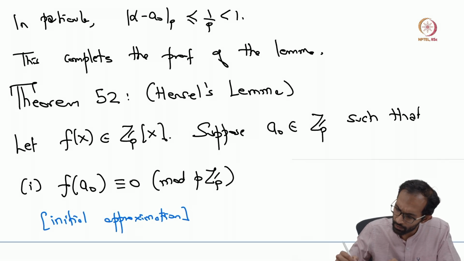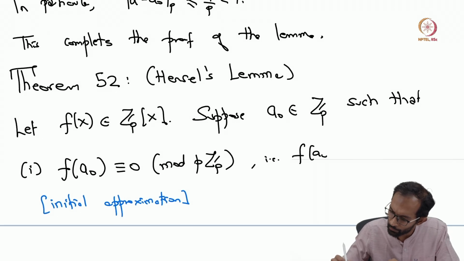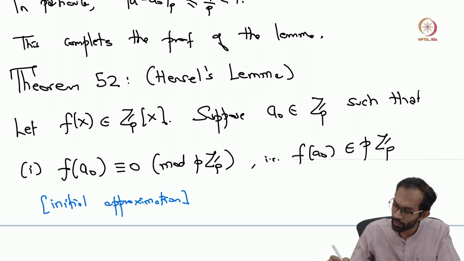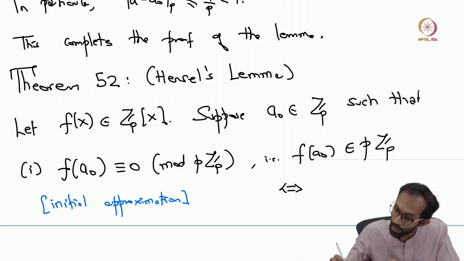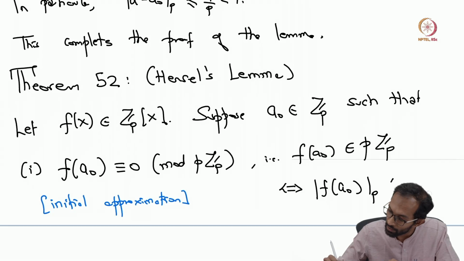So what does that mean? That is, f of a naught belongs to the maximal ideal pZp. And another way of stating that in terms of p-adic absolute values is that if I evaluate f of a naught and compute its p-adic absolute value, this is less than or equal to 1 over p, which is strictly less than 1.